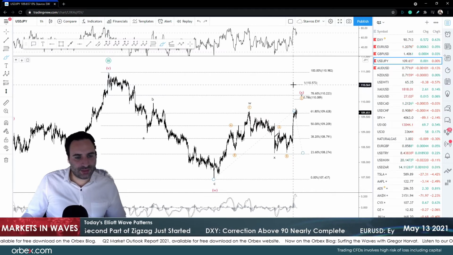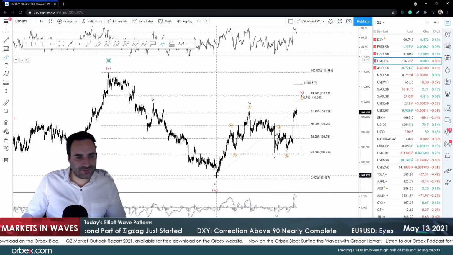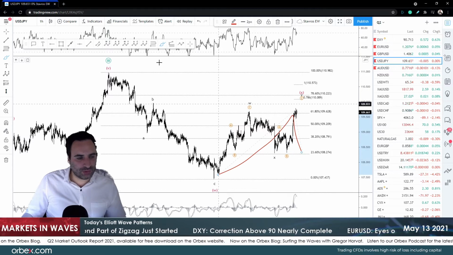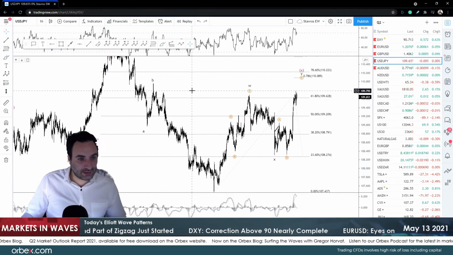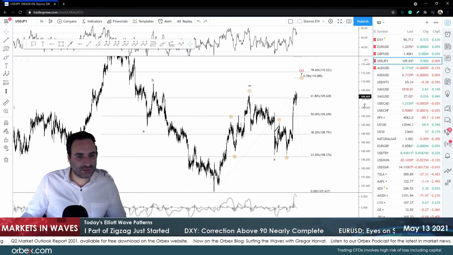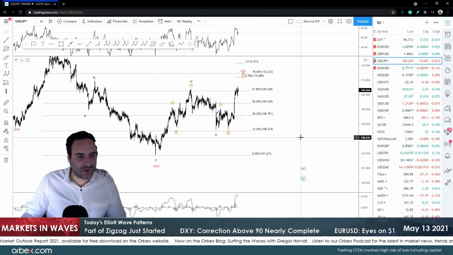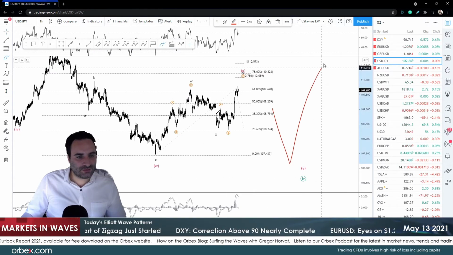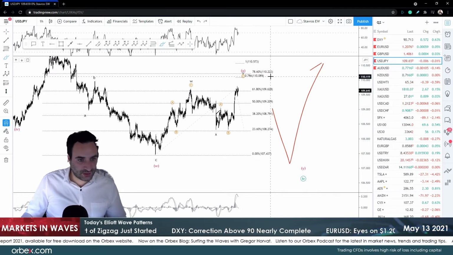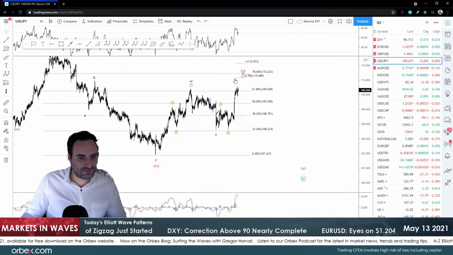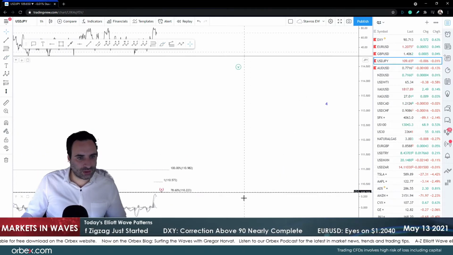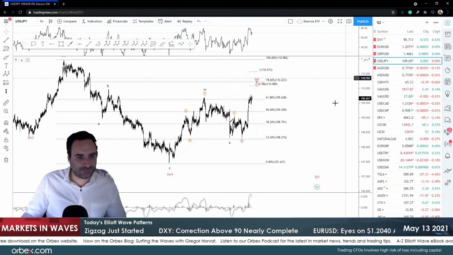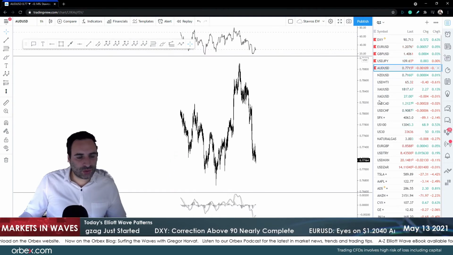But the last level I'll be looking at is the 110.57, which is the 100 Fibonacci of W and X. And then don't forget that this still is expected to be wave 4 of 5, of course, of what is probably wave 3. Let's have a quick look. Yeah, of 3. Okay. And a quick look at Aussie dollar.